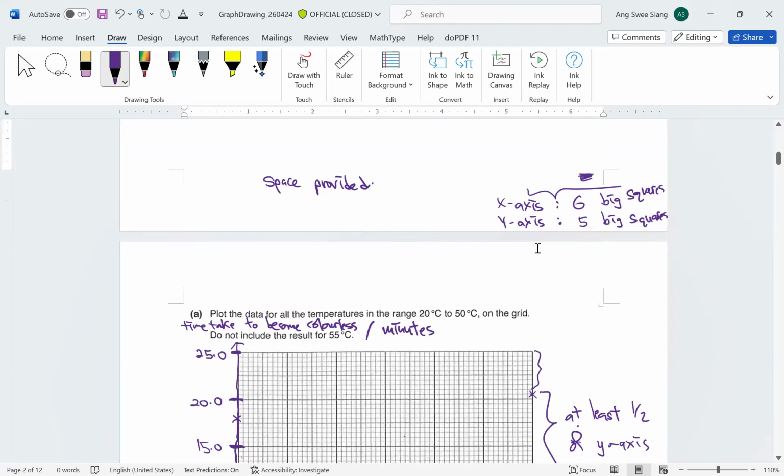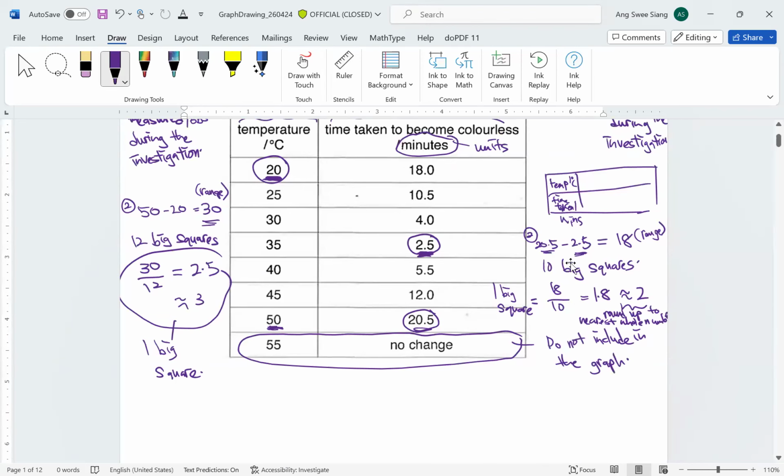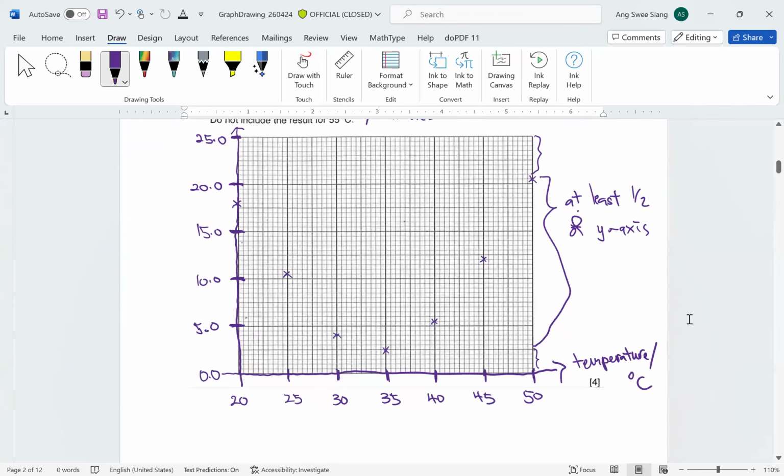If you follow the method that I did just now, take the highest value minus the lowest value, calculate the range, then calculate the number of big squares, and divide the range by the big squares, you can determine the interval for each big square. Do this for the x and y axes, and you can easily fulfill the requirement that your graph is at least half the size of the grid area in terms of the x-axis and the y-axis.